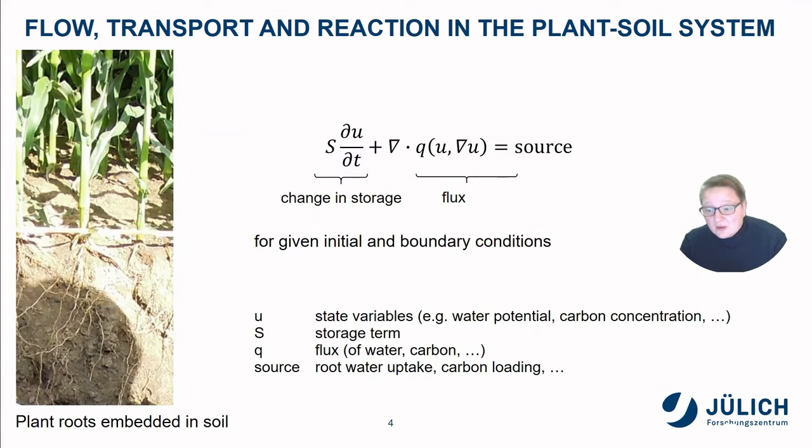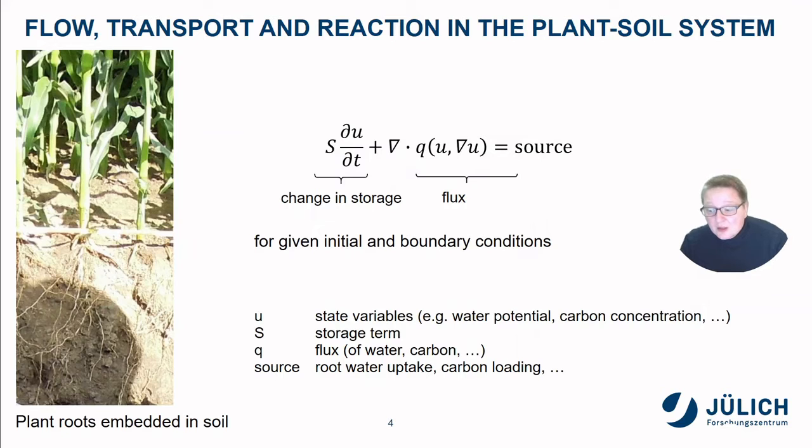It consists of three terms. The first term represents the change in storage, say of water or carbon. The second term is the divergence of flux. In absence of any sinks or sources, this tells us that this change in storage in any given small volume of the domain is equal to the net flux in or out of this volume.